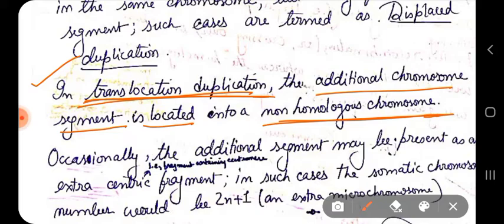Like, if I show you the diagram, this is the normal chromosome A B C D E F G H I. Now this segment CDE has been duplicated, and that duplicated segment is placed on a non-homologous chromosome. So I am drawing the non-homologous chromosome in a different color.